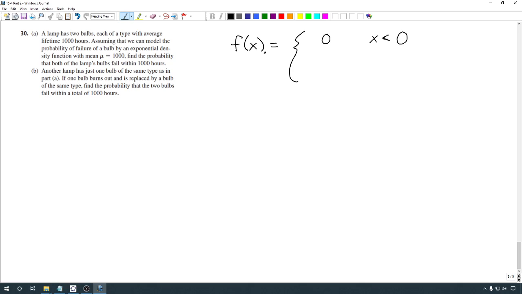So nothing's going to happen until we actually start. So we have a starting point when x equals 0, and our bulb won't burn out before that because we haven't actually started using it yet. And then after that, it's going to be 1 over the mu. Our mu here is 1,000, so 1 over 1,000 times e to the minus x over the mu of 1,000. And this is for any x that's bigger than or equal to 0. That's what they mean by an exponential density function.